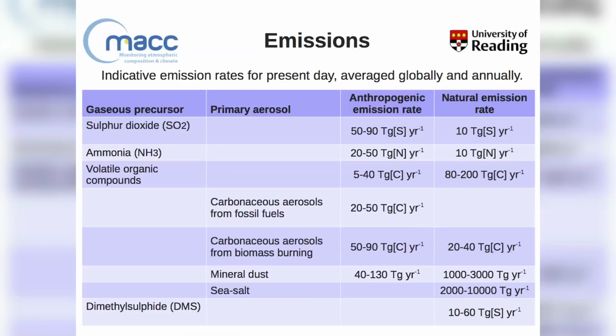They are also emitted by biomass burning processes, so either by natural forest fires or by clearing fires for agriculture. They are also emitted by domestic cooking. 50 to 90 teragrams of carbon per year for anthropogenic, slightly less for the natural emission rate. So that would be fire started by lightning, for example.